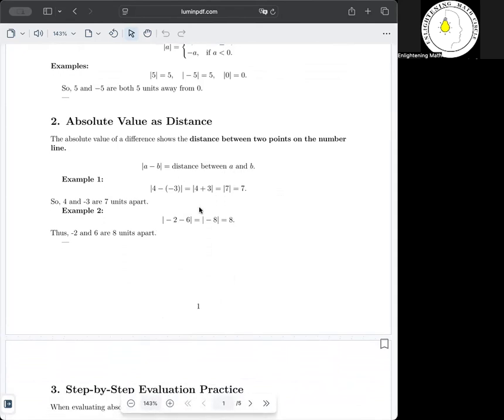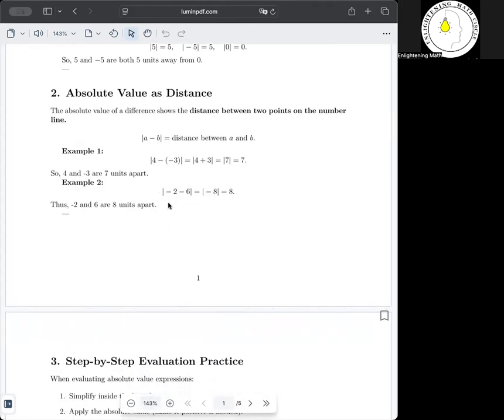An example of this would be the absolute value of 4 minus negative 3, which is equal to the absolute value of 4 plus 3, because two negatives cancel out, which is equal to the absolute value of 7, which is 7. So what this tells us is the distance between point 4 and point negative 3 on a number line. Those 2 points are 7 spaces away.